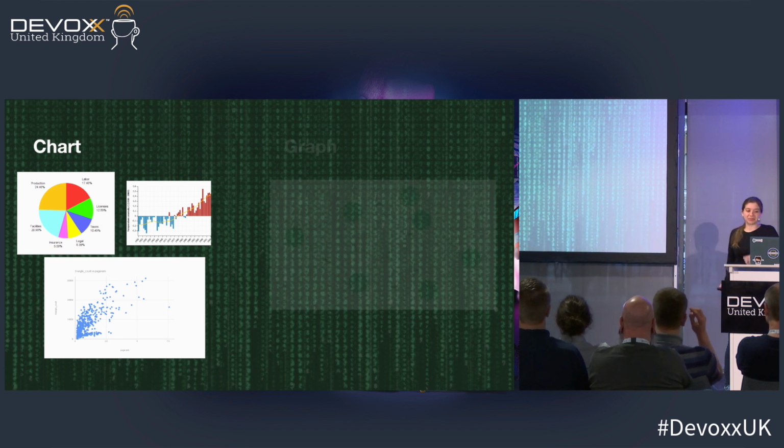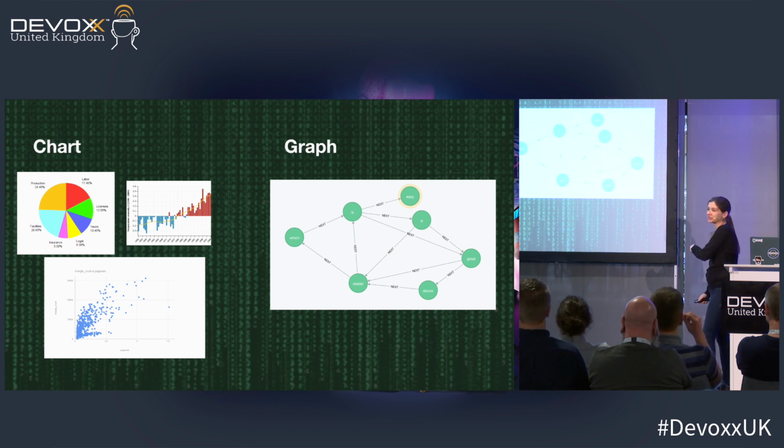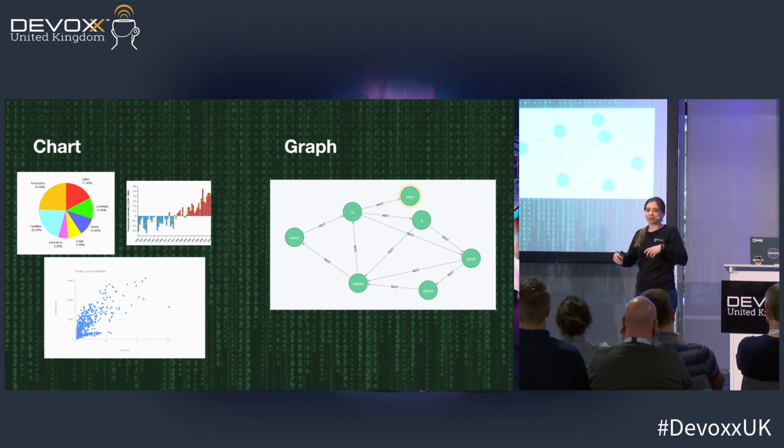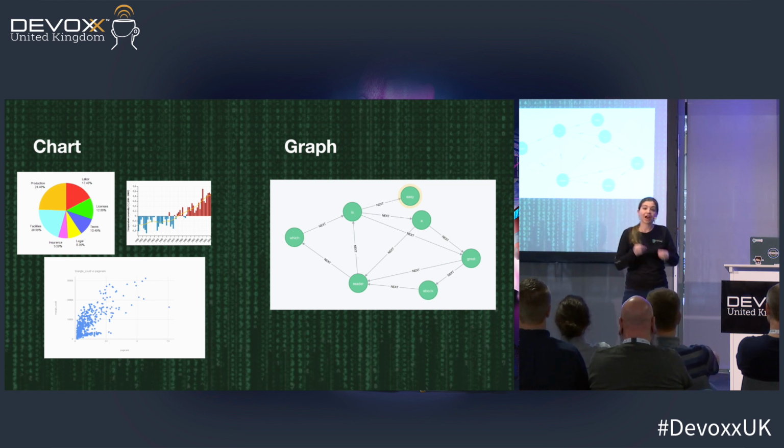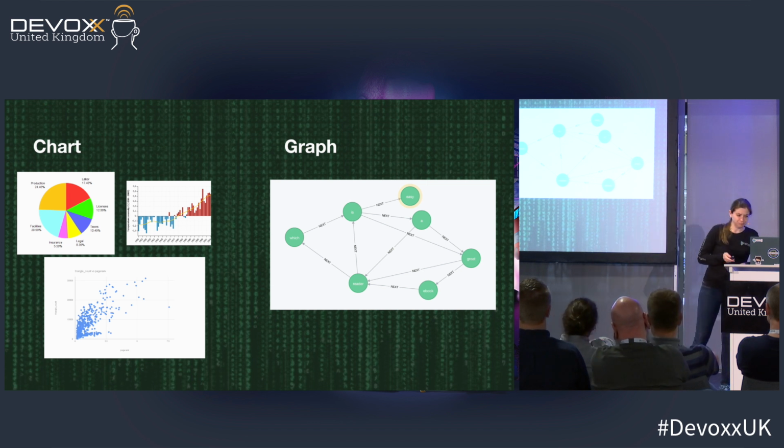But what we actually mean when we say graph is something more like this image on the right-hand side. So where we're breaking down the structures into individual entities, very small pieces of data, and saying, how do these pieces of data relate to one another? How are they connected to one another?